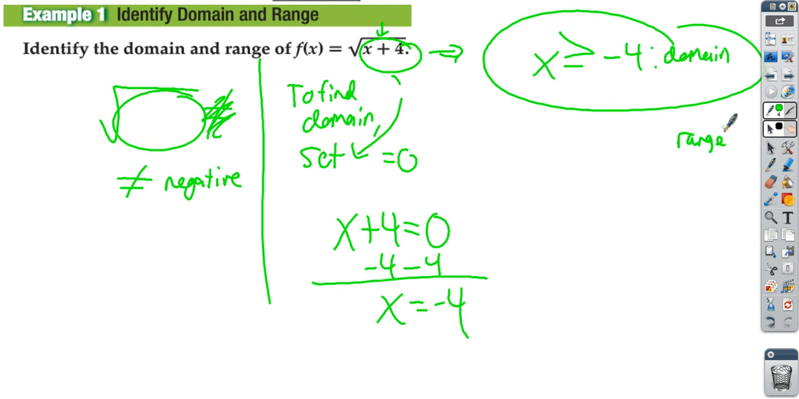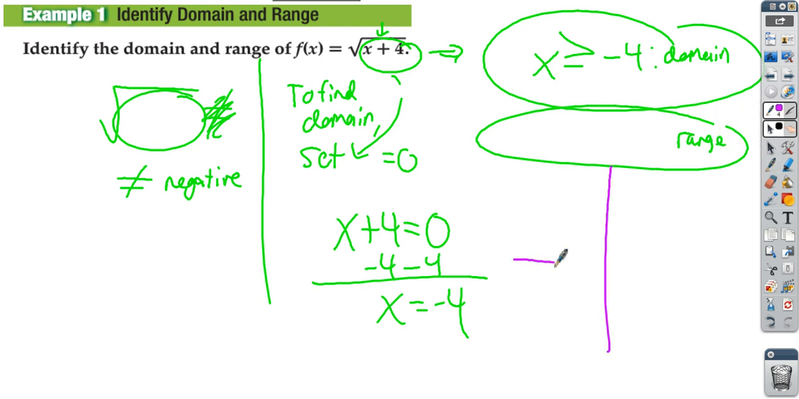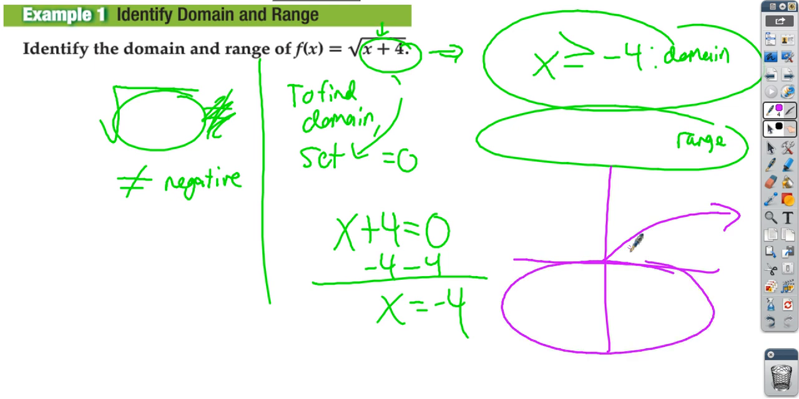Okay, what about the range? Well, the range is still the same. If you remember the parent function that we just talked about, it looks like this right here. The range, we didn't do anything in this graph to change it. We didn't move it up or down.